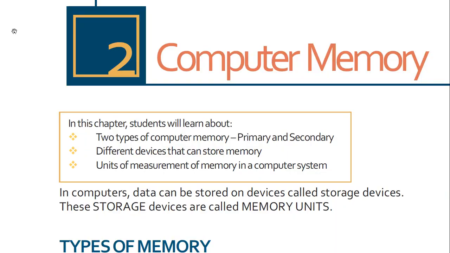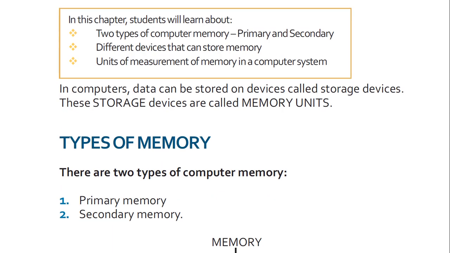Students, in computers, data can be stored on devices called storage devices. These storage devices are called memory units. In the human brain, we store data like what you ate last day, or what movie you watched, your relations, and your studies. They are all stored in your memory. In the same way, the computer also stores data in storage devices, which are named memory units. Students, you can understand, right?